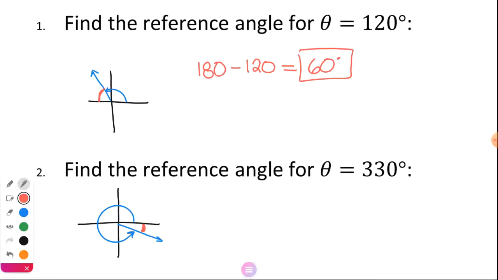So to find that, we are going to basically complete a 360 degree circle. So we have 360, and we're subtracting out our angle, which is the blue, so 330, which gives us a 30 degree angle. And those would be our reference angles.